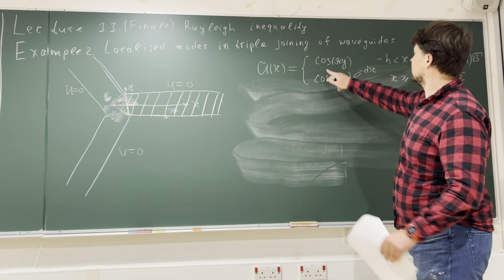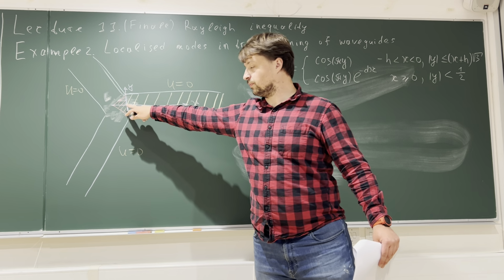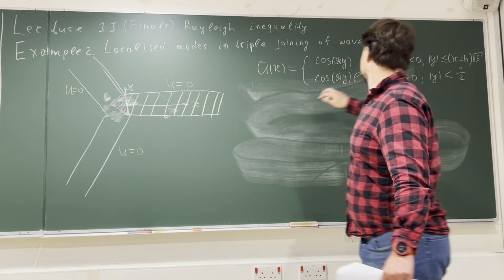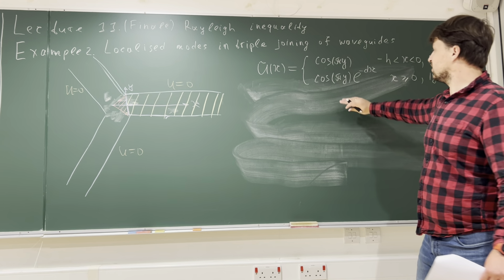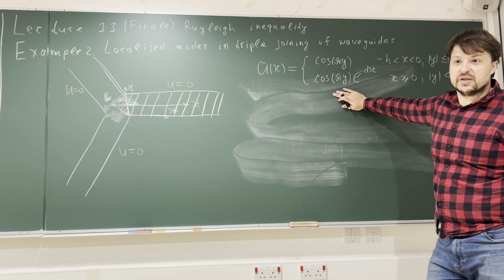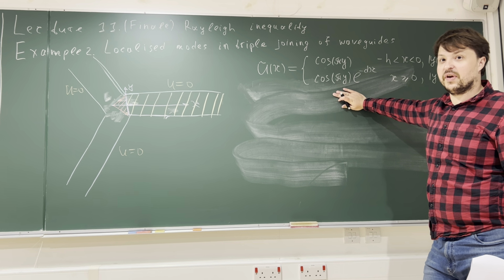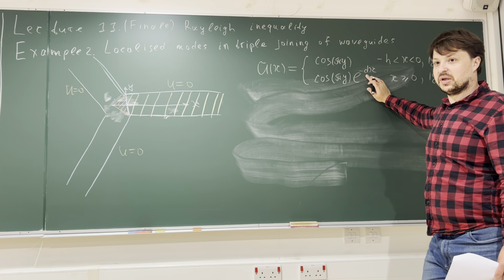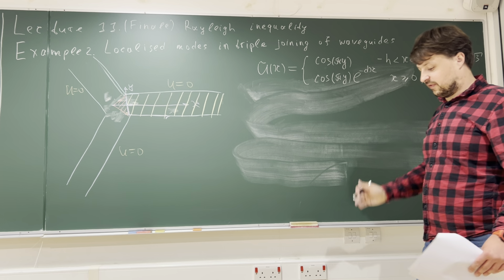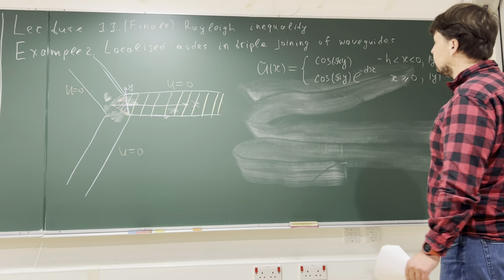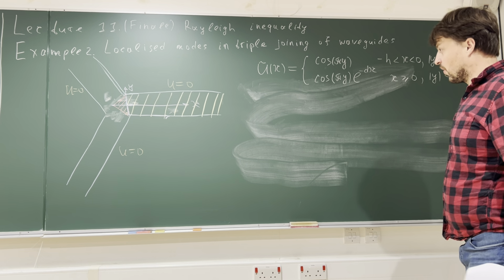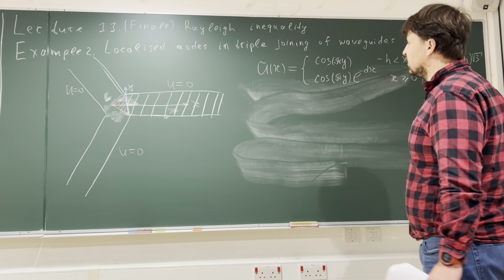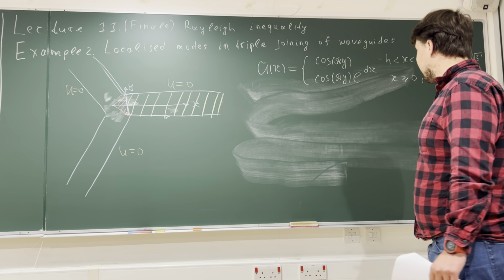So this bit is for this small triangle, and this bit is for the waveguide. Okay, this structure more or less makes sense. We just take a decaying wave. We have some parameter. We will choose this parameter later. Then we will optimize this parameter so our Rayleigh quotient is less than pi squared.